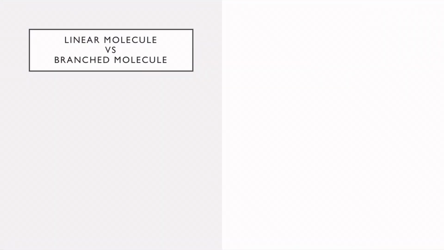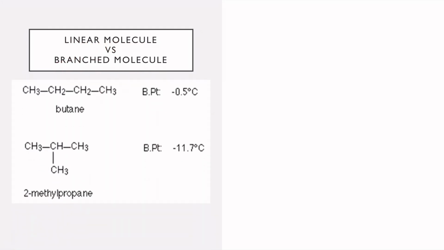Okay, so why is that? It is because of the molecular shape. You have a linear molecule and you have a branch molecule. Here you have the skeletal structure of butane and 2-methyl propane. If you look here, butane is a long and linear molecule.